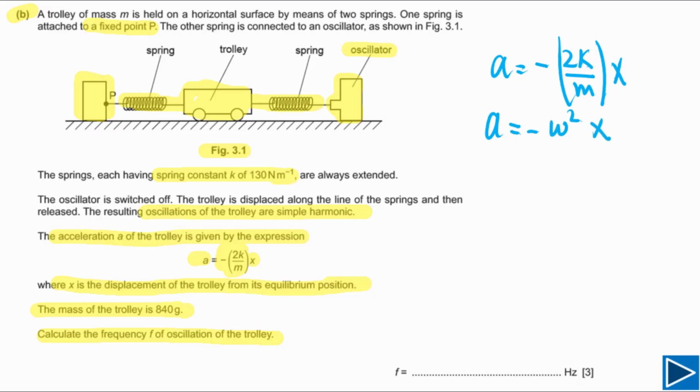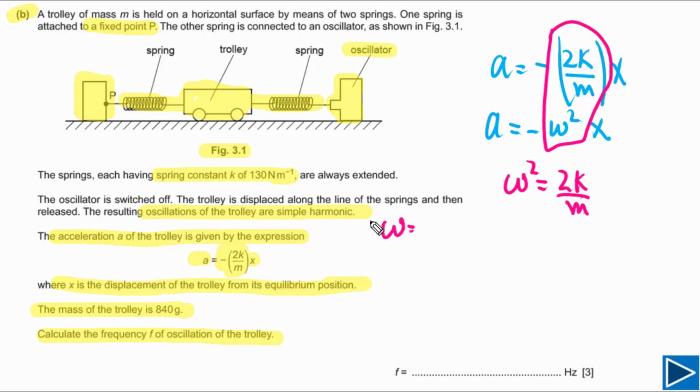Now if you look at these two equations, we can simply find out that omega square is equal to 2k by m. So from here, omega square is equal to 2k by m, but we need to find the frequency. So we need to understand omega, which is also equal to 2 pi f. We can replace omega with 2 pi f because we need to find the frequency.